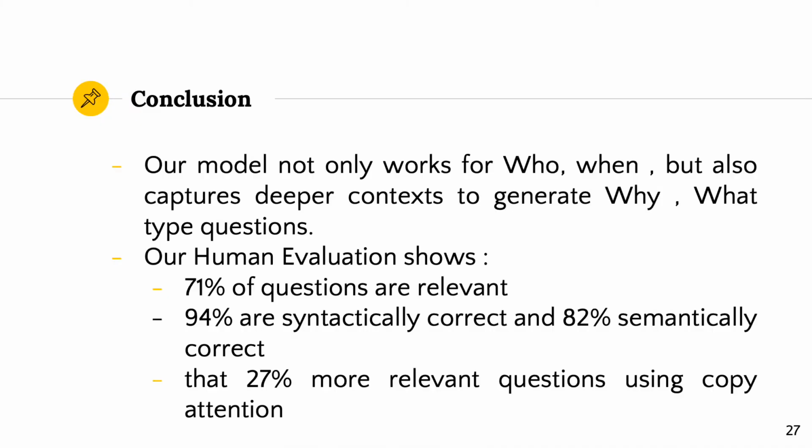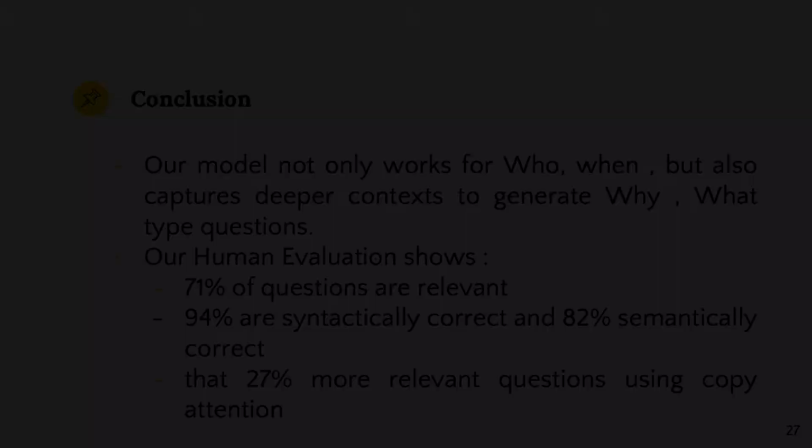So in conclusion, our model not only works for who, when, but also captures deeper context to generate why, what type of questions. Our human evaluation shows that 71% of questions are relevant, and 94% of the questions are syntactically correct, and 82% of the questions are semantically correct. After adding reusable copy attention, we get around 27% more relevant questions than the previous.